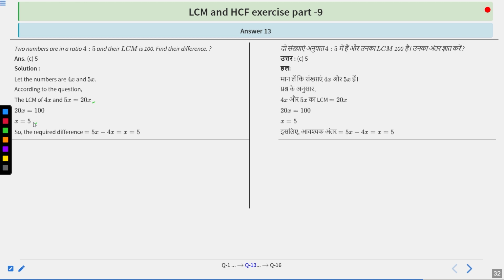So the value of x is 5 and we have to find the difference. Numbers were 4x and 5x. The difference of 4x and 5x is x, and the value of x is already known to us, that is 5. So the required difference of numbers is 5. Option number C is the correct answer.